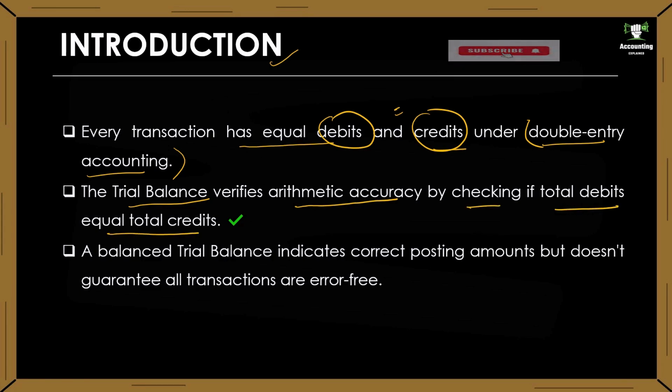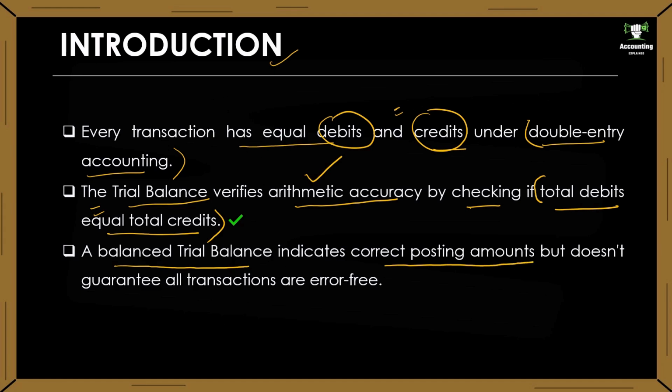So the trial balance checks the arithmetical accuracy of the postings by seeing whether total debits are equal to the total credits. A balanced trial balance indicates correct posting amounts. If we have a balanced trial balance, then we can say we have posted all the amounts from the ledger accounts correctly. But it does not guarantee all transactions are error free. I am going to explain this point with an example.